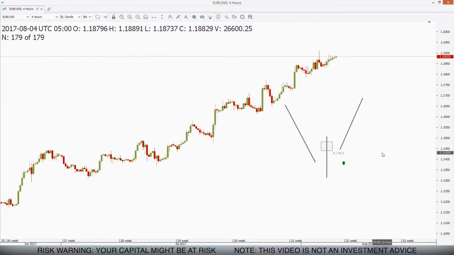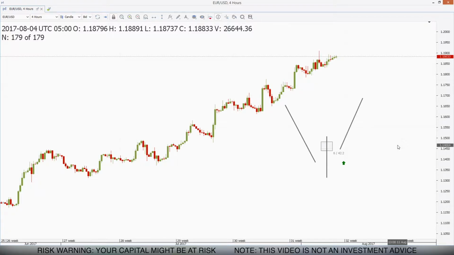Now there's another catch. Remember, because there is a battle between bears and bulls, because of this bearish trend that we have here, bears will not let it go that easy. They want to be in control. So a pullback here before anything is only normal.